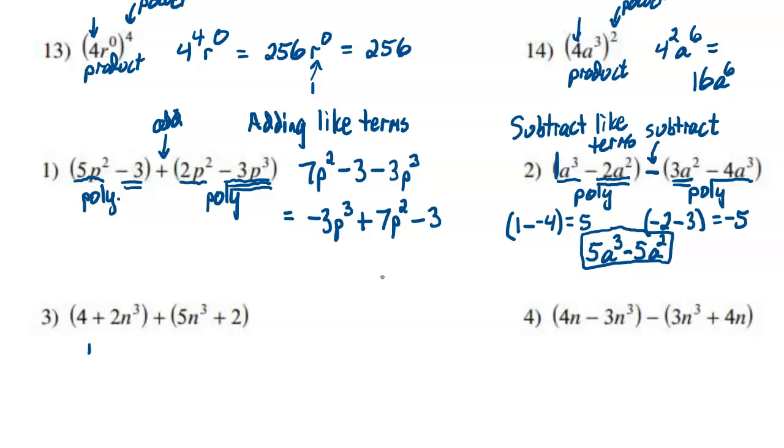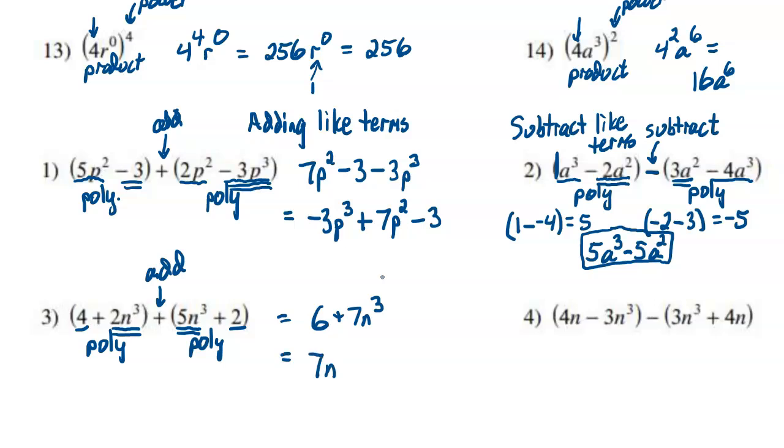Question 3. There's a polynomial and another polynomial, and the operation is adding them. Add like terms. There is a 4, and later on a 2. 4 plus 2 makes 6. There is a 2n to the 3rd power and a 5n to the 3rd power. Adding those together, that's 7n to the 3rd power. Again, if you want to, you can put it in order of decreasing degree. So the 7n to the 3rd power is written first, and then the positive 6.